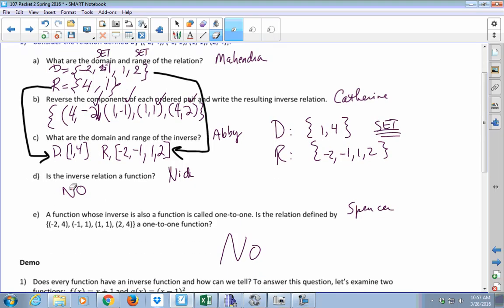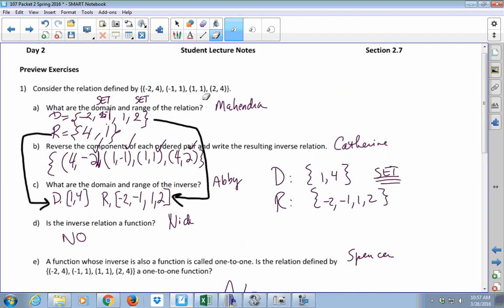So now the 2 questions of the hour really, in terms of what we're going to be focused on today, is D and E. So we're wondering, if I take this relation, which is just these 4 ordered pairs here, and I reverse them, is this inverse a relation or is it a function? Okay, so if we look at just these 4 points, what was the basic definition of a function? For each input, there's exactly 1 output.